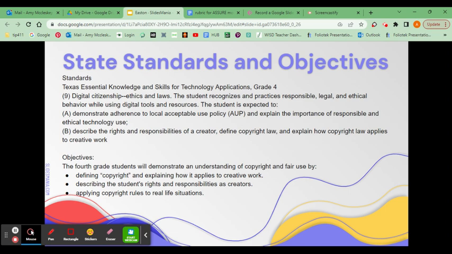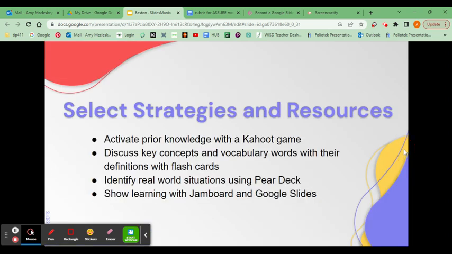creative work. Objectives: The fourth grade students will demonstrate an understanding of copyright and fair use by defining copyright and explaining how it applies to creative work, describing the students' rights and responsibilities as creators, and applying copyright rules to real-life situations.